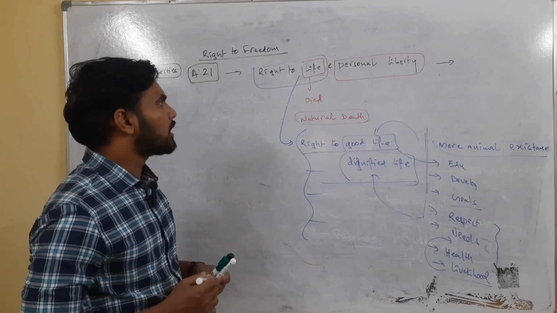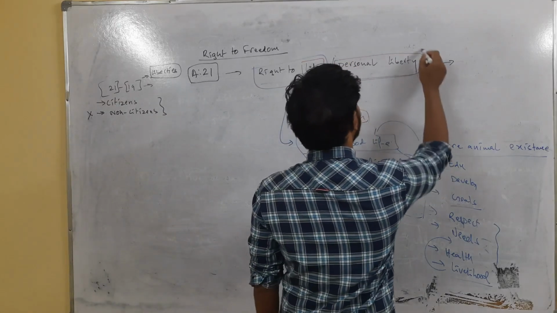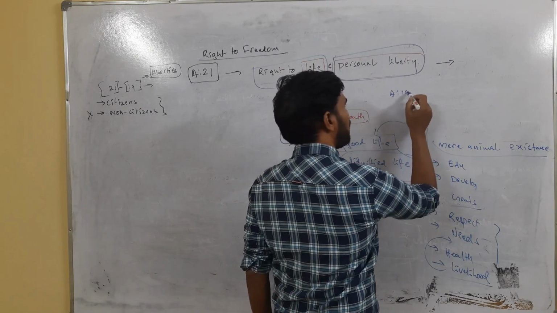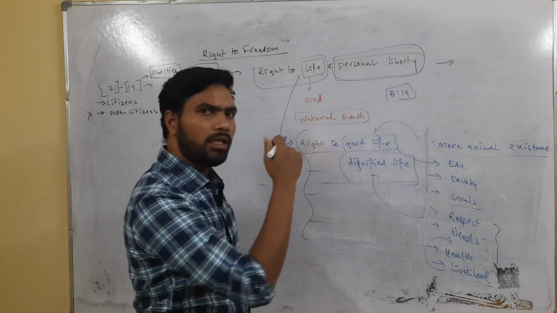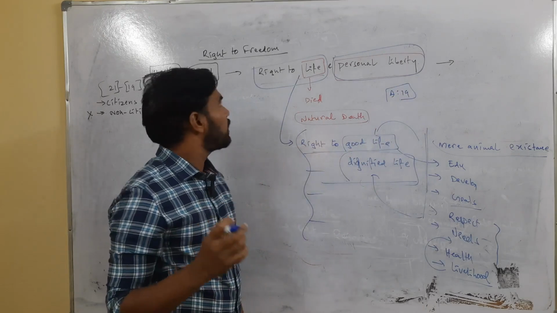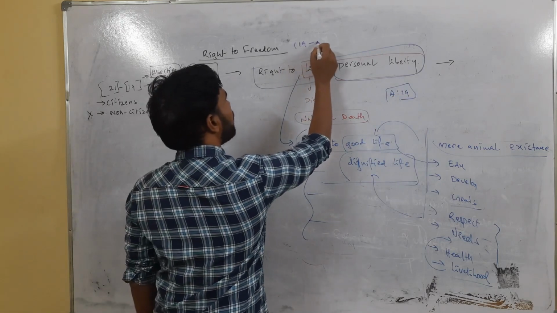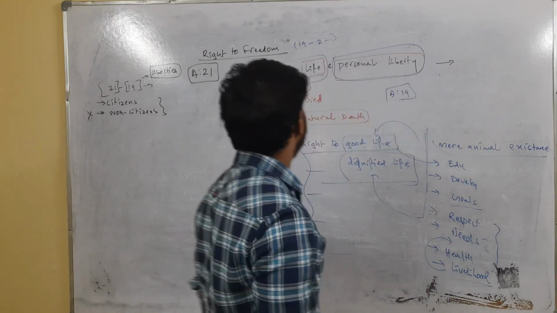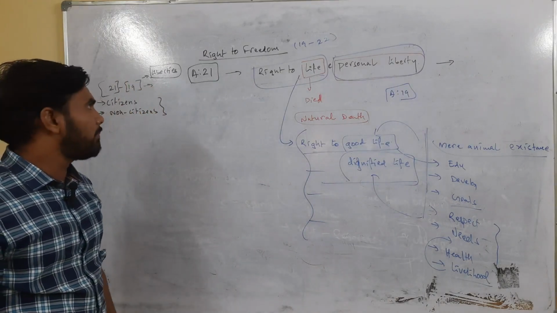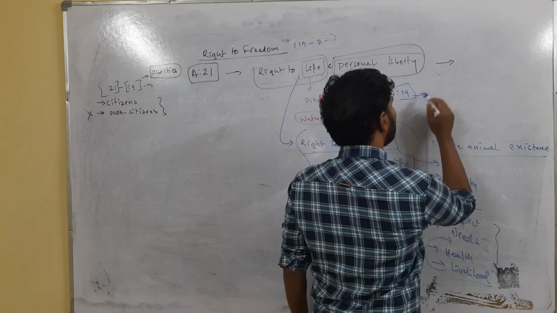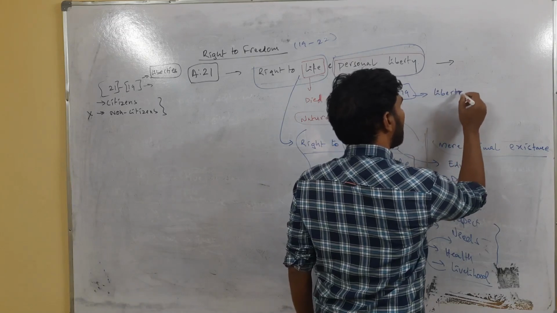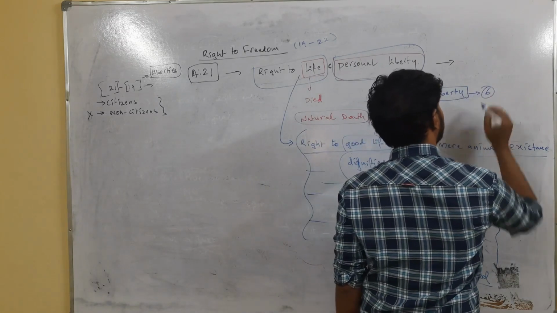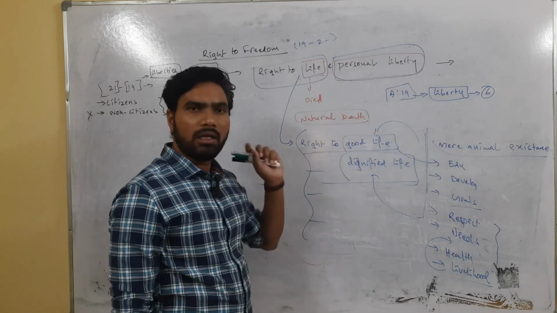Right, then we will come to this part, right to personal liberty. We have already seen under Article 19 the right to liberty. Of course, Articles 19 to 22 have been covered under right to freedom. These four articles, 19, 20, 21 and 22, are talking about right to freedom. Especially Article 19 gives us liberty. We can call this article the right to liberty. Here we have guaranteed six freedoms, as mentioned in Article 19.